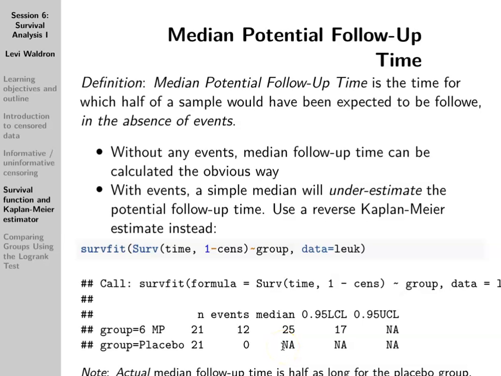And I see an NA in the placebo group because there was no censoring in that group. They were all events, so it's impossible to estimate this. And even in the treatment group, it's here impossible to estimate a 95% upper confidence limit because there wasn't that much censoring. So we have no way to estimate the upper limit on how long people would have been followed up because there were too many events.